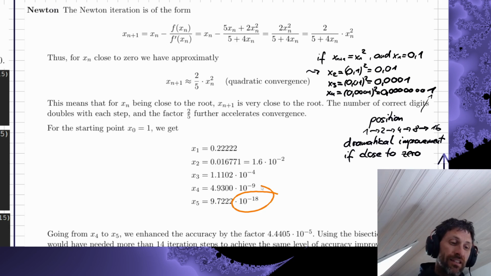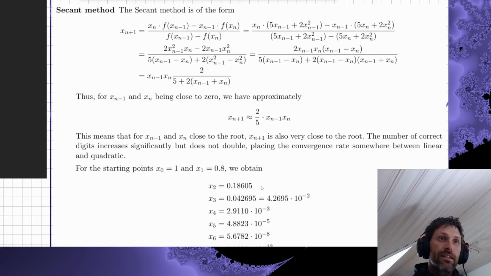And for this function we analyzed in detail why convergence is quadratic, and later I will tell you that our example function is not a specific one. It will be more or less always of that kind. Okay, so we understood Newton's method, and the next one we want to analyze is the secant method.